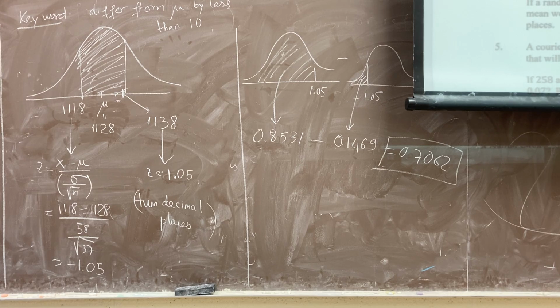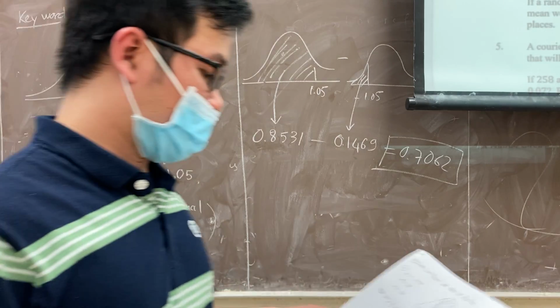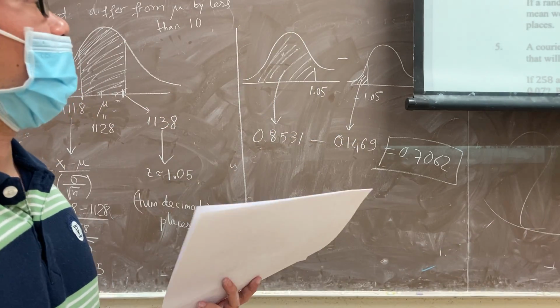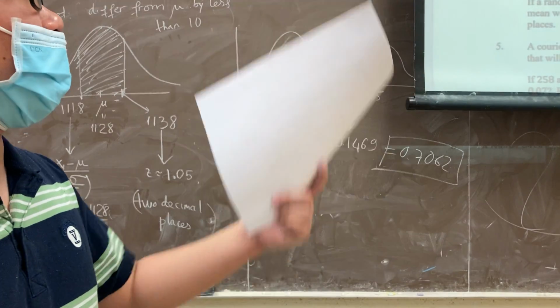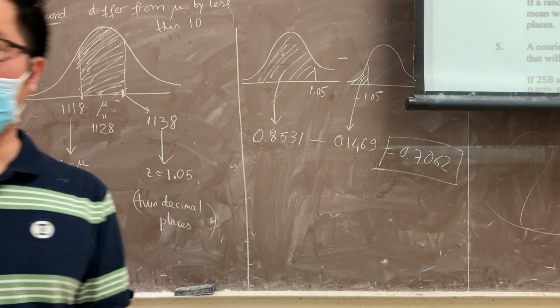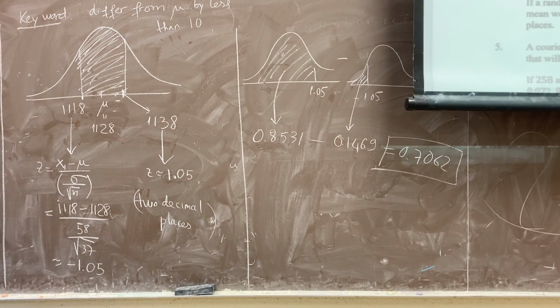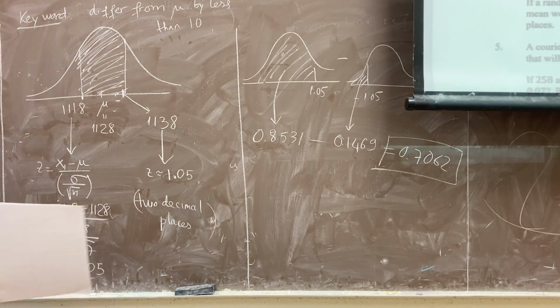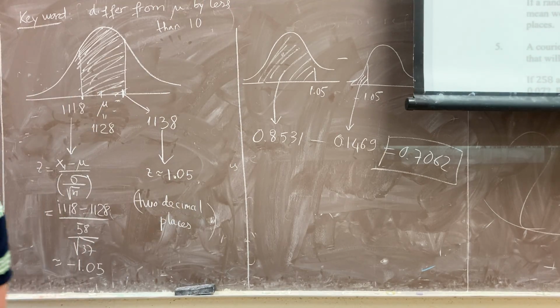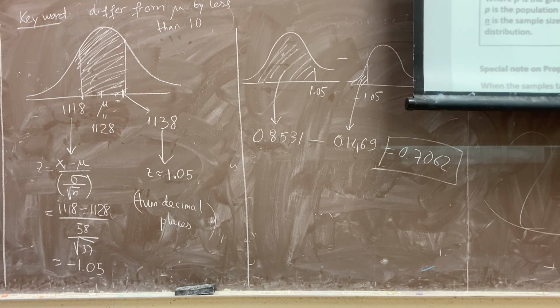Okay, so now we go to question 3. Look at the question. Do they give you the mean or the proportion in this question? Check here. Mean, exactly. They give you the mean, so we use the formula in the table here to calculate the standard score. When they give you the mean, we use this formula to calculate the standard score.